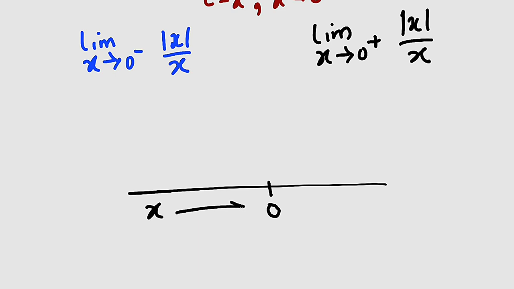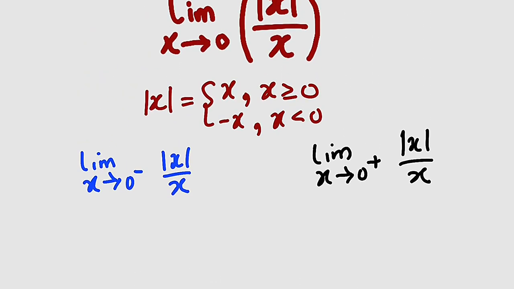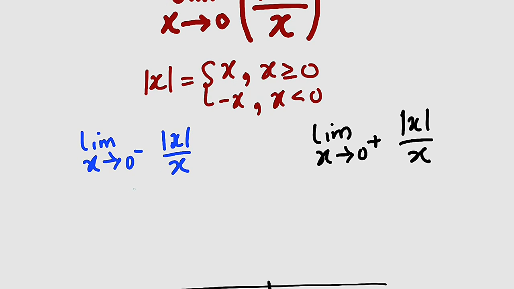If values of x approaches 0 from the left hand side, it implies that all these values are less than 0, right? So therefore x will be less than 0. So what condition is this? If x is less than 0, we are going to consider the absolute value of x as negative x. So this is equal to the limit as x approaches 0 from the left of negative x divided by x. And negative x divided by x is negative 1. And you should know that limit of a constant is still constant. So that will give us negative 1.